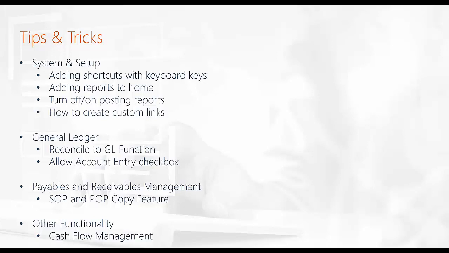Then we're going to look at a couple of general ledger features, including the reconcile to GL function available in GP, and the magical checkbox that can reduce reconciliation issues for your subledgers. We'll then shift to functions available in the purchasing and sales side of the product, a feature that is available on both sides in being able to copy either a sales order processing invoice or a purchase order processing transaction.